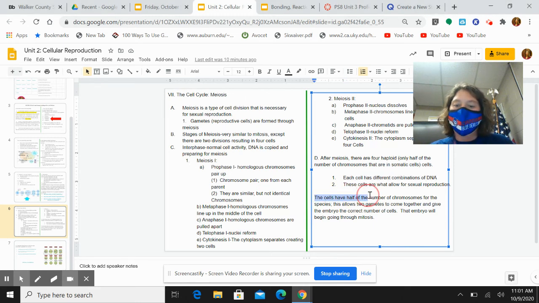The cells have half of the number of chromosomes for the species. This allows 2 gametes to come together and give the embryo the correct number of, it says the correct number of cells. It should be chromosomes. Let me fix that. Y'all change that word cells at the end of that sentence to chromosomes. That's a typo. So the embryo will have the correct number of chromosomes.